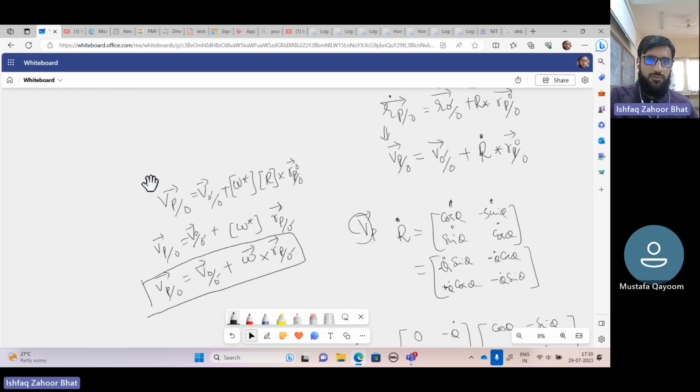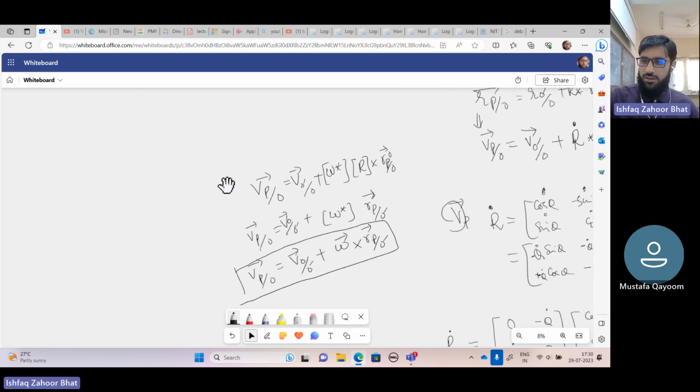I think we have a few minutes, so let me do it for you. Otherwise, you should have done it. So the skew symmetric matrix associated with omega is nothing but 0, minus omega, omega, 0. And what you are multiplying is RPO. This is just matrix multiplication. RPO will have three components, RPO X, RPO Y, but in 2D it will have only two components.